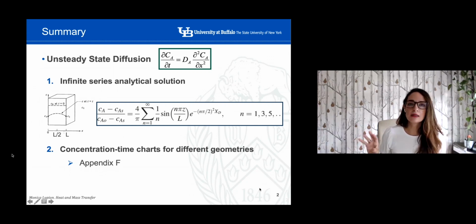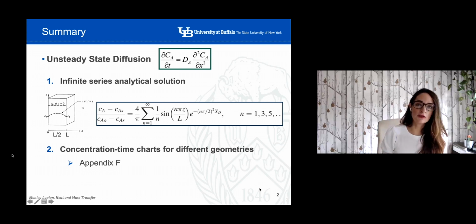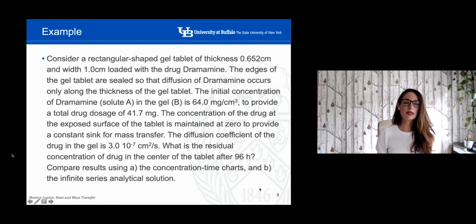Okay, and these appendix F concentration time charts that we're going to use for mass transfer are exactly the same as the ones that we use in heat transfer. Just the Y and the X parameters will be different, but we should be able to use exactly the same graphs. Just, of course, taking into consideration that the parameters are going to be defined in a different way if we consider heat transfer than if we consider mass transfer. Okay, so let's go for it. Let's go for the example.